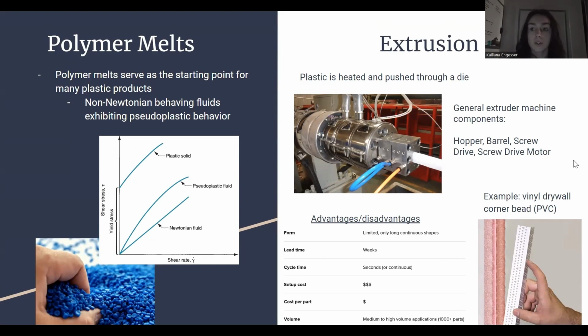Now moving over towards manufacturing, we have first extrusion, where the polymer is just heated and pushed through a die. The general extruder machine components include the hopper, barrel, screw drive, and screw drive motor. An advantage for this process is that we can produce a high volume at a time, which allows the cost per part to be low, but the setup cost is high.